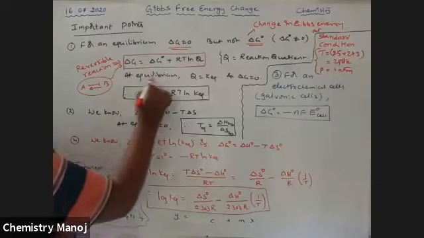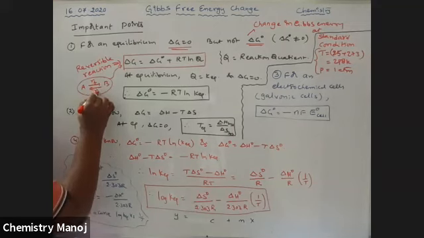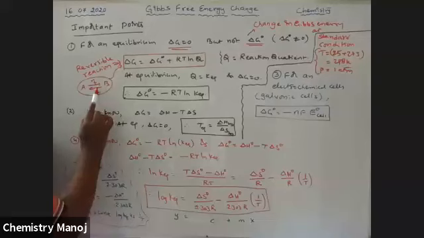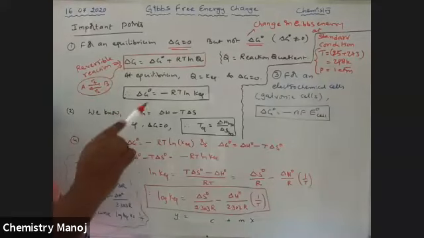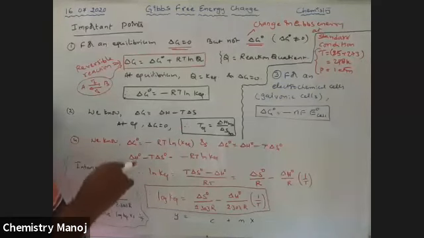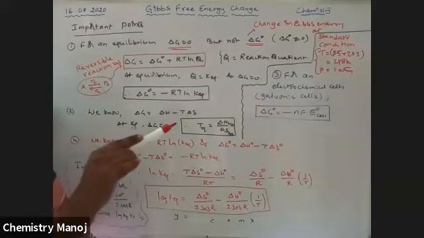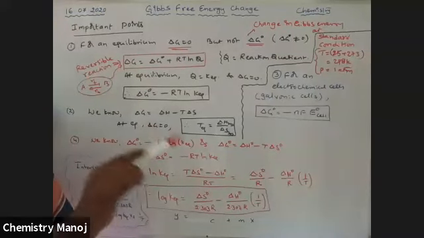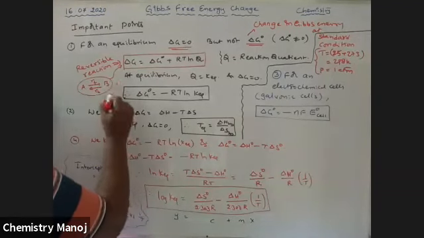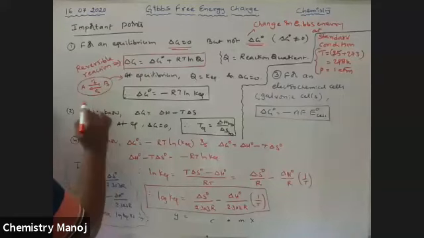At equilibrium, the rate of forward reaction is equal to the rate of backward reaction in a reversible reaction. The rate of forward reaction, the rate of formation of B, is equal to the rate of formation of A. In a general reversible reaction, this condition does not hold, so both these rates are not equal. If the forward and backward reaction rates are equal, that particular state is called the equilibrium state.